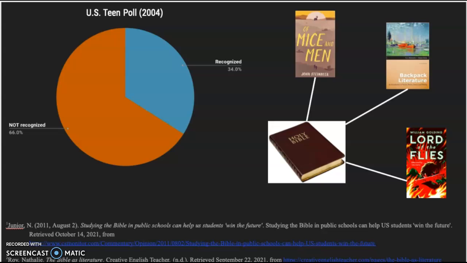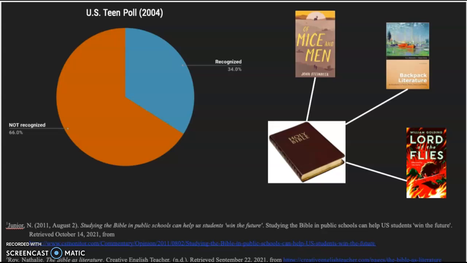However, many students know little to nothing when it comes to biblical literature and Bible stories. Based on data retrieved from a Gallup poll of teens in the United States in 2004, only 34 to 37% of participants recognized text pulled from the Bible. As a result, students will be unable to make a thematic connection between the Bible and literary pieces.